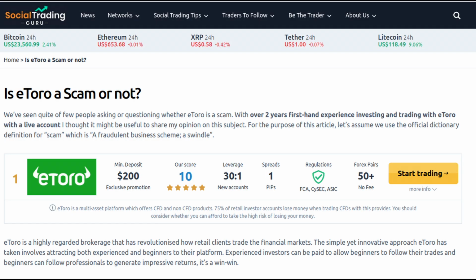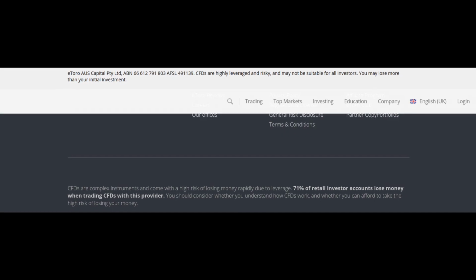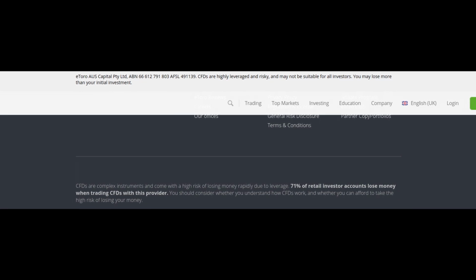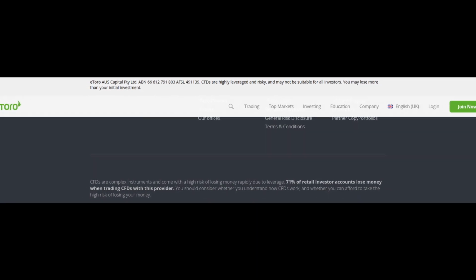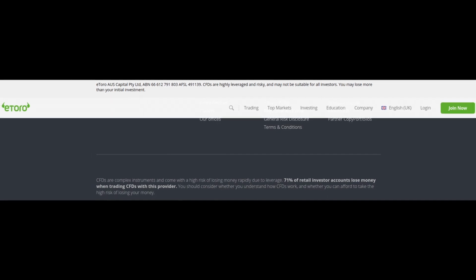When it started, there were many supporters and haters for this platform. A lot of people were doubting if this platform is trustworthy because it offers an instrument called CFD. On the eToro homepage itself, it clearly states that 75% of traders lose money. Your capital is at risk and you should trade carefully.